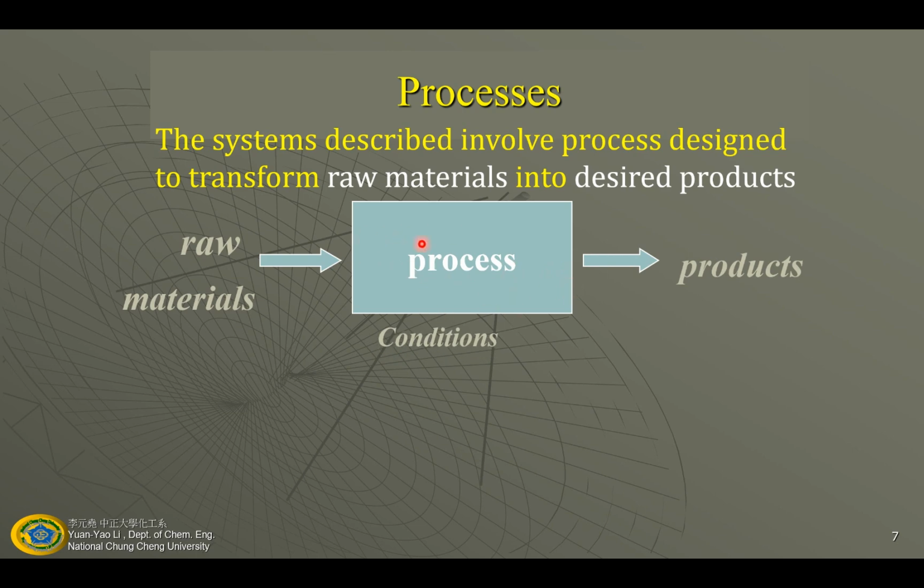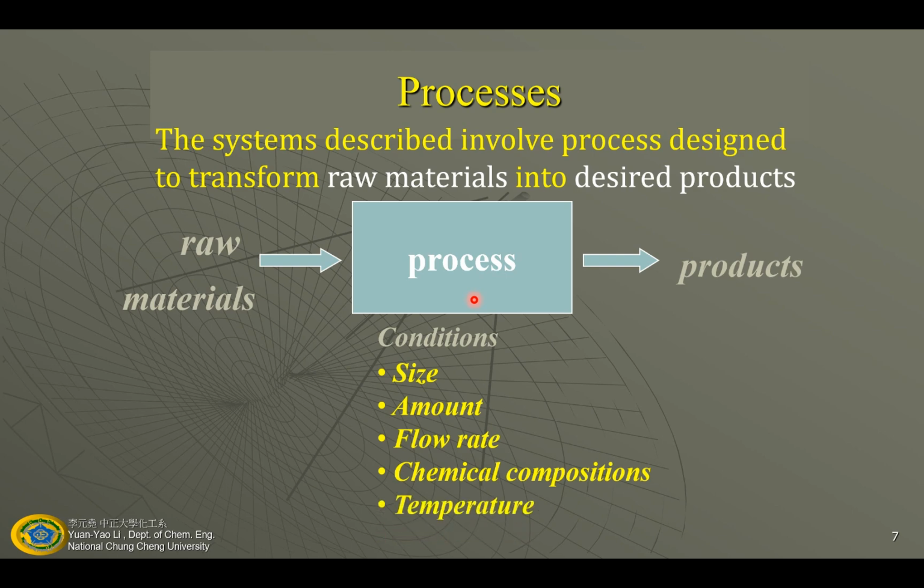When you have a process or processes, there are many conditions you need to think about and design, like what's the size of the process, what's the amount you need to feed into the process, what's the flow rate, input and output, what is the chemical composition in the process, how do you set the temperature, how do you control the pressure, etc.